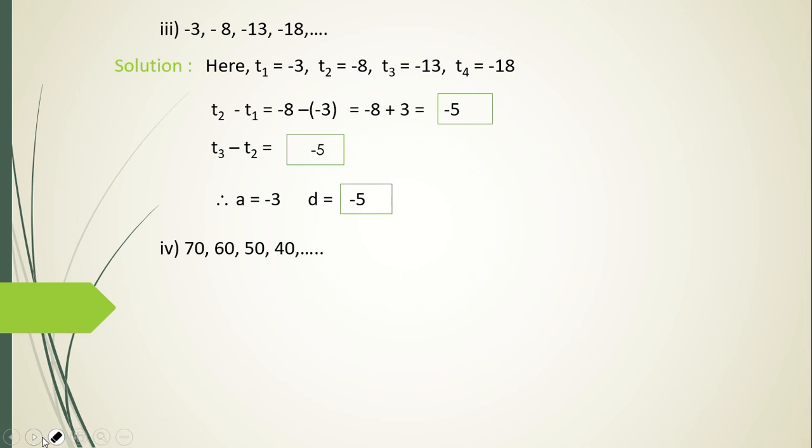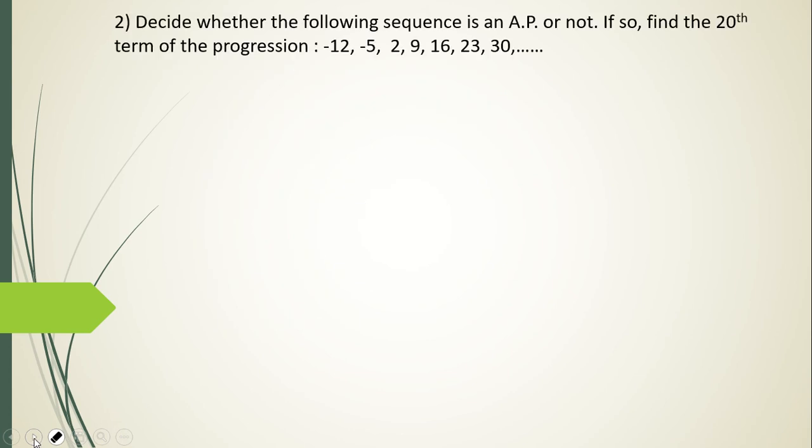70, 60, 50, 40. You see the sequence is going on decreasing, so the difference is going to be negative. D is going to be negative here. So the first term A is 70. That 70 is T1 also. T1, T2 is 60, T3 is 50. So now just do T2 minus T1 and T3 minus T2. That's it. Your difference is going to be minus 10 when we do the subtraction, T2 minus T1 and T3 minus T2.